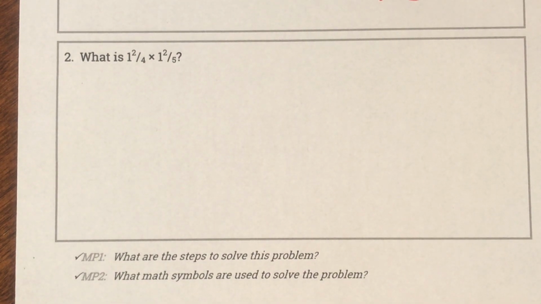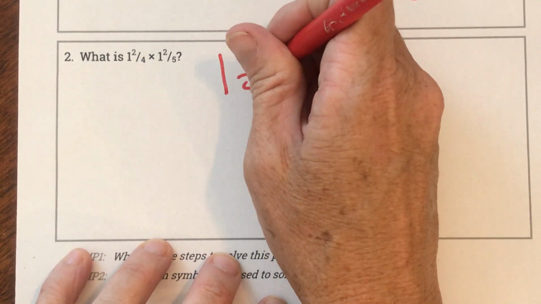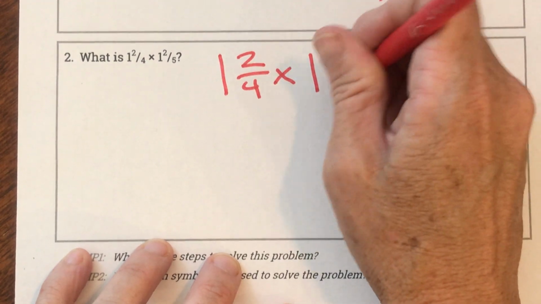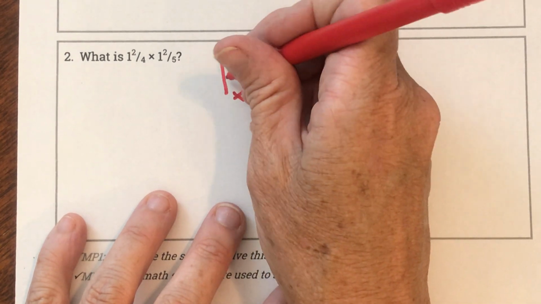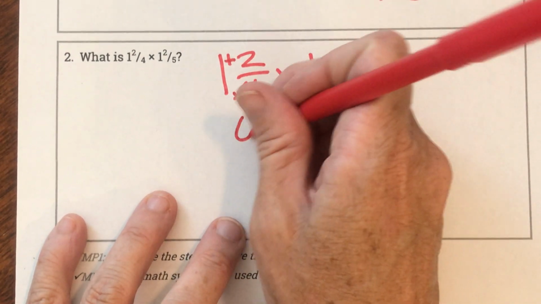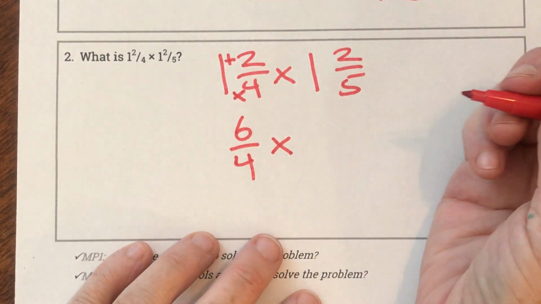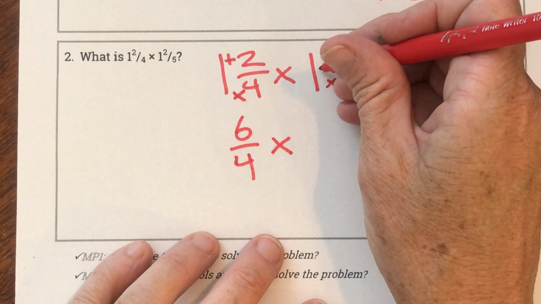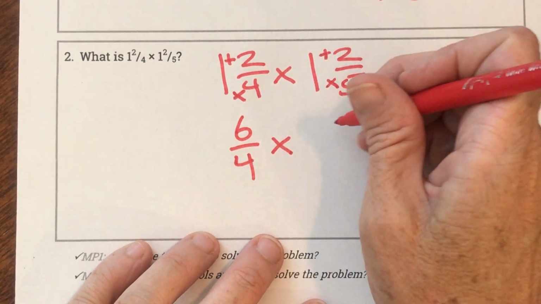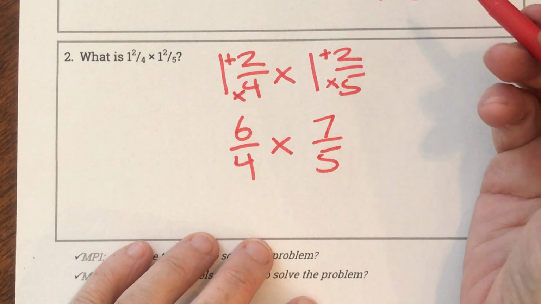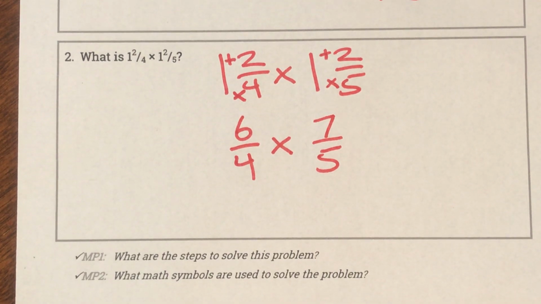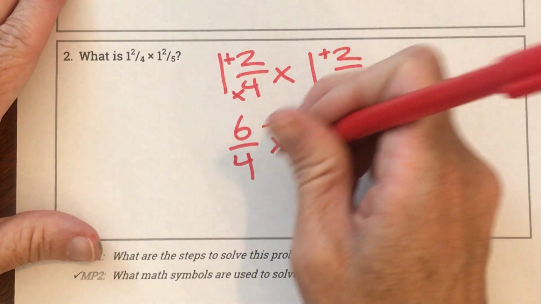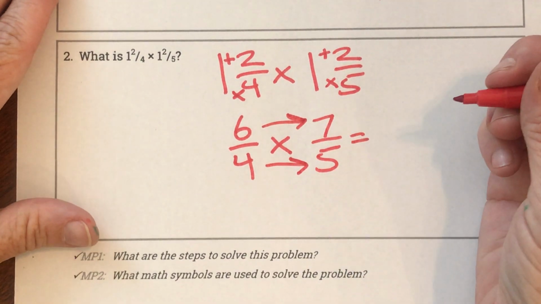What is 1 and 2/4 times 1 and 2/5? Okay, so this one I'm going to actually write out because I don't like ever when they write it for me. It's too small. Okay, step 1 is no whole numbers, so I need to use improper fractions. So 4 times 1 is 4, plus 2 is 6/4 times 5 times 1 is 5, plus 2 is 7/5. So again, this is the strategy I use, so look back if you need that for help. Okay, so step 1 was no whole numbers. Step 2 is multiply straight across.